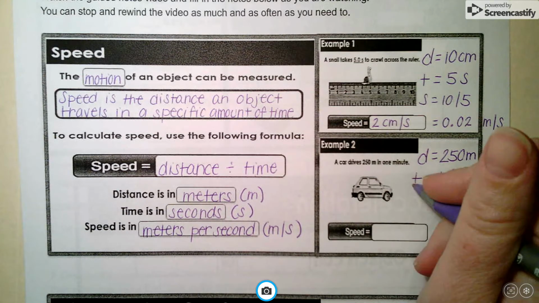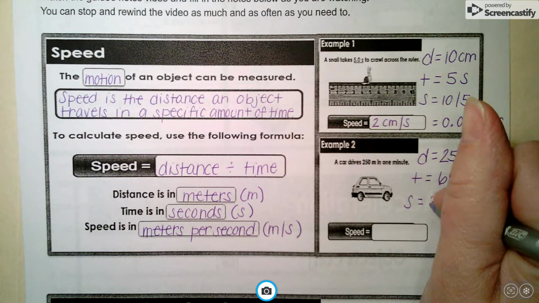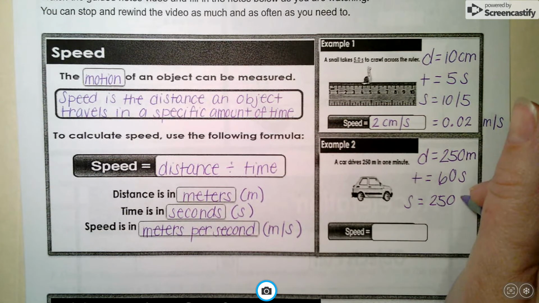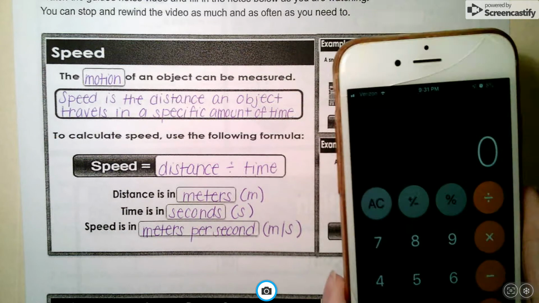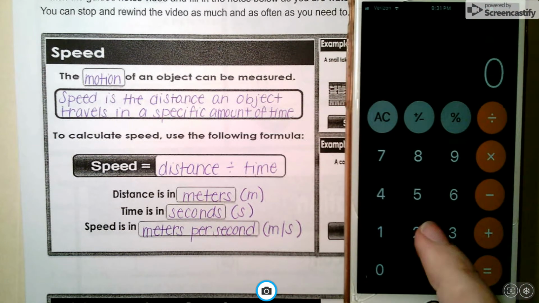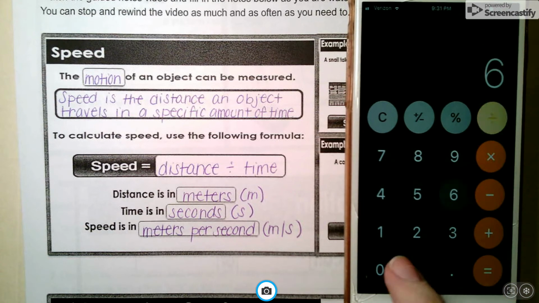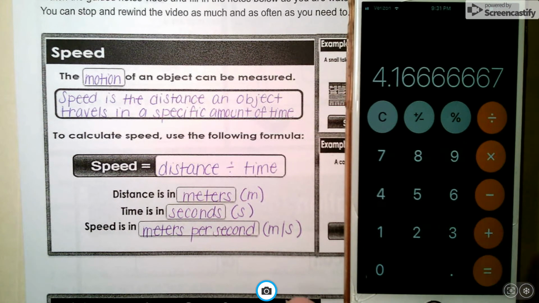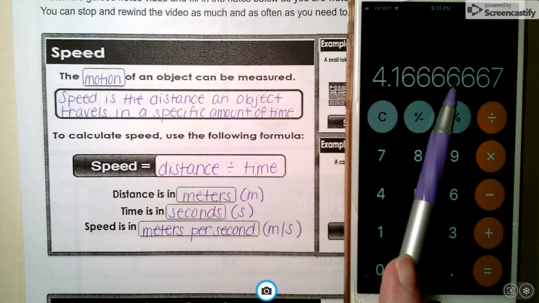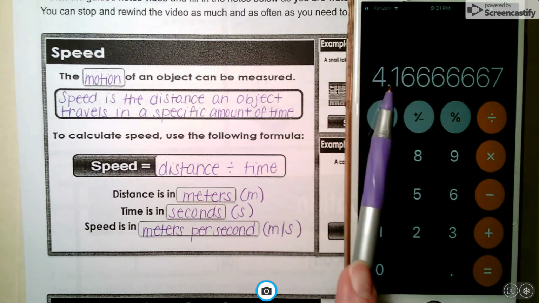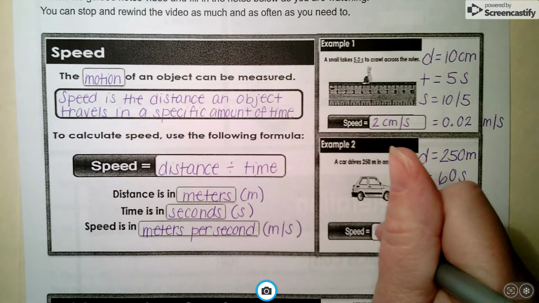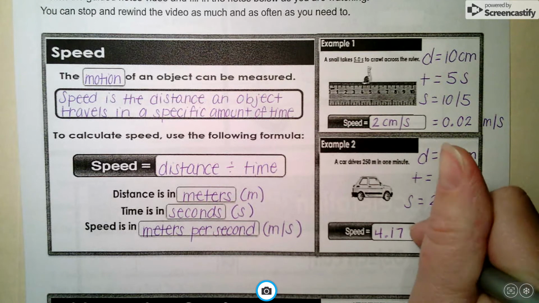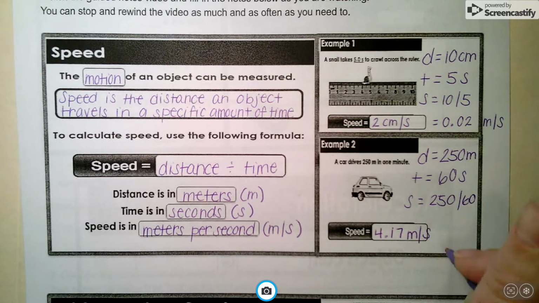So then my speed is going to equal 250 divided by 60. For this one, I'm going to use a calculator. So when I plug that into my calculator, 250 divided by 60 equals 4.1 with a repeating decimal. So I'm going to round this up to 4.17. So my final answer would be 4.17 meters per second.